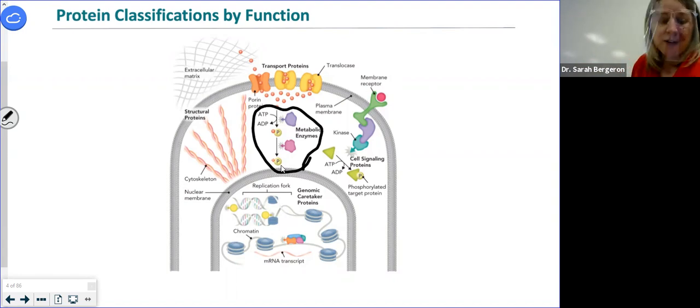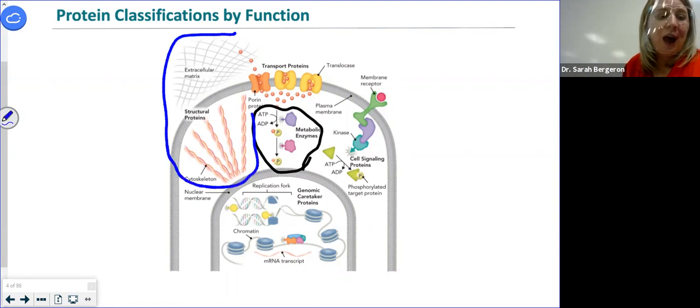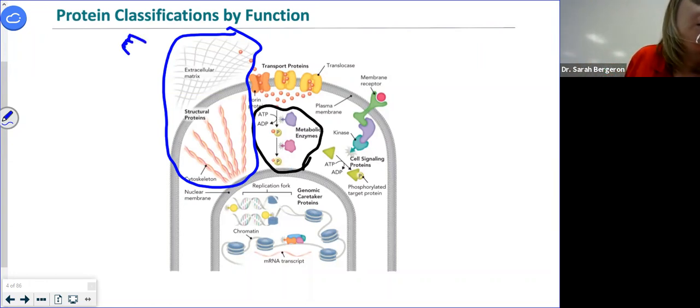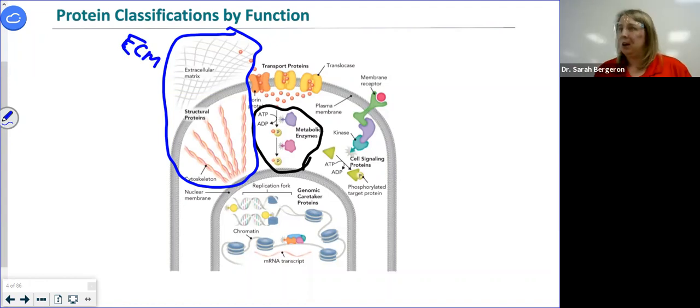What was our second one? Structural. So here's structural. We really have two kind of big groups. You can have intracellular structure. So we've talked about actin, and we've talked about microtubules and things like that in the very beginning. But you also have to think about the structural proteins that are made in the cell and then excreted. So we call that the extracellular matrix, or the ECM. Have you heard of that before? Yeah. Okay, so collagen, all those things that are excreted into there.